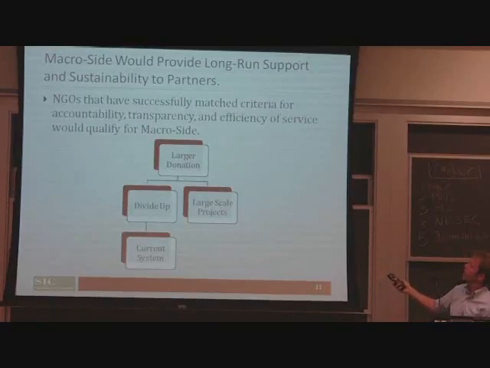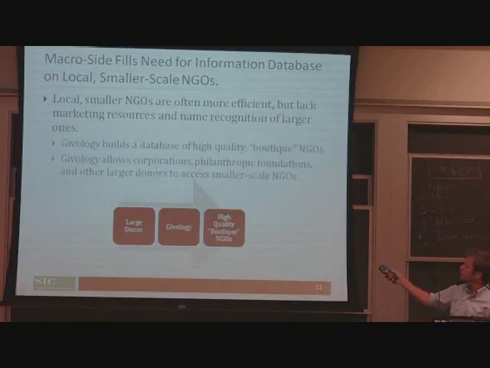And then on the macroside, you have long-run support because these would be partnerships that would last over many years, and the macroside would also provide sustainability to your NGO partners in the countries. And like I said, you have the larger donation. You can divide it up, which mirrors the current system and keeps the Givology mission, or it could go to large-scale projects, which also ties into the Givology mission, but at the same time, it's not the primary focus.